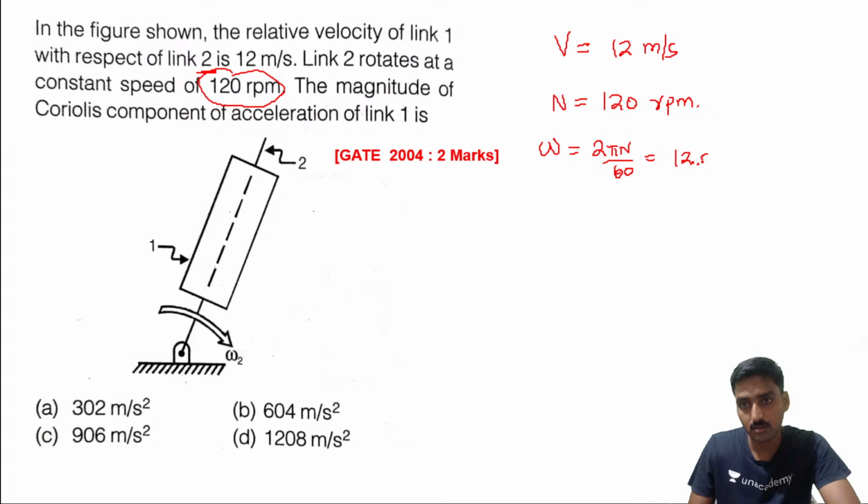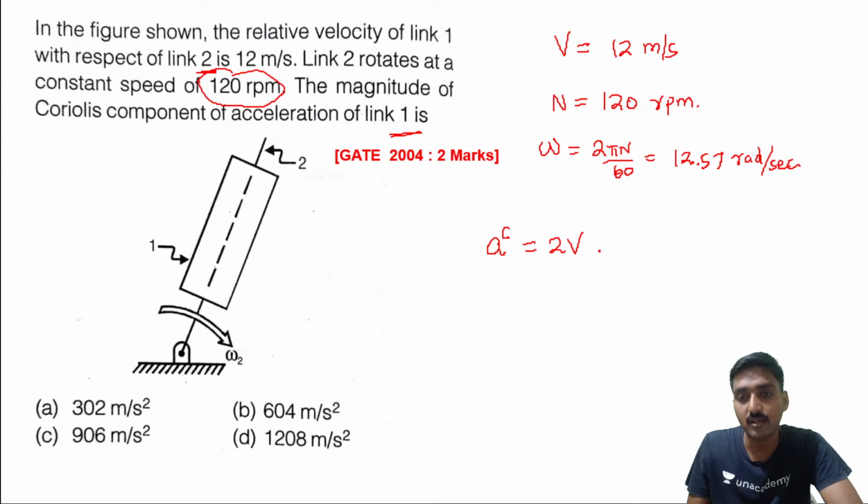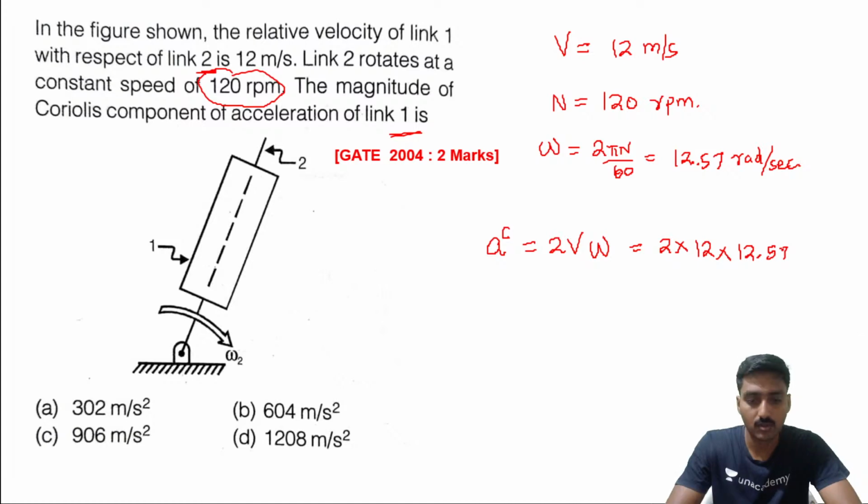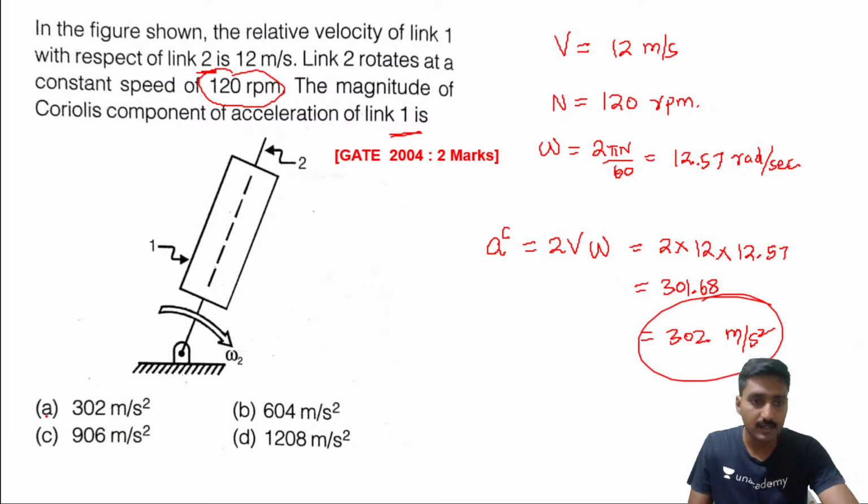Next, the magnitude of the Coriolis component of acceleration of link 1. What will be the Coriolis component of acceleration? That is AC, equal to 2 into the velocity of the slider with respect to the rotating link, into omega. It is equal to 2 into 12 into 12.57, which is 301.68, approximately 302 meter per second square. That is the Coriolis component of acceleration. Guys, is it clear? It's option A. Next one.